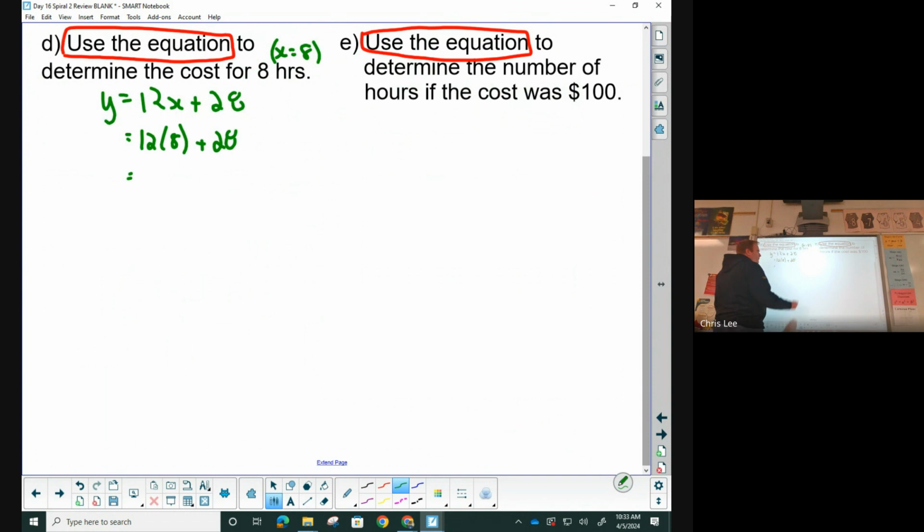Help me out here. 12 times 8 is 96 plus 28 is 124. It costs $124.